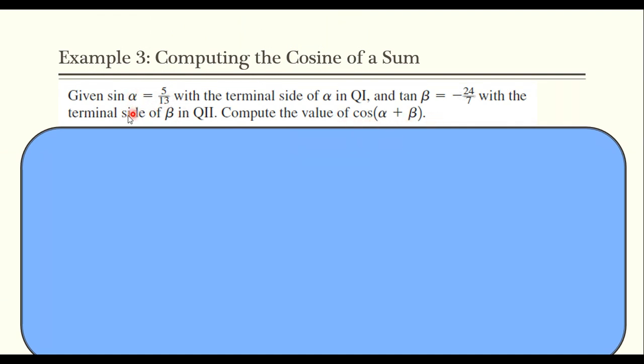So it didn't even give me the angle. It just told me the ratio of sine of alpha is 5 over 13 and tangent of beta is negative 24 over 7. So I kind of need to do a few things here. In order to use cosine of alpha plus beta, one, I'm going to have to use my sum identity because this is the sum, right? So I'm going to need cosine alpha, cosine beta, sine alpha, sine beta. But I'm also going to need to figure out what alpha and beta are to begin with. So because I'm using this identity, I need cosine alpha, cosine beta, sine alpha, and sine beta in order to expand this bad boy out, right?